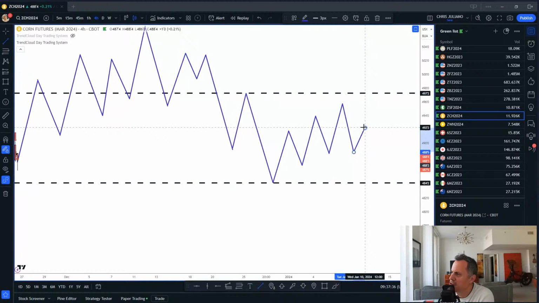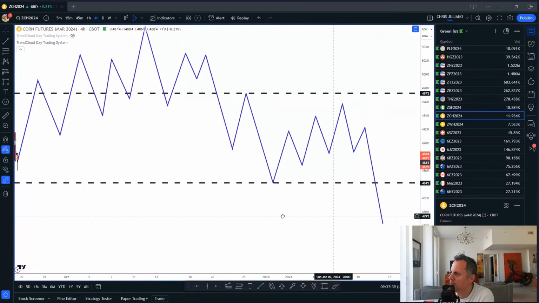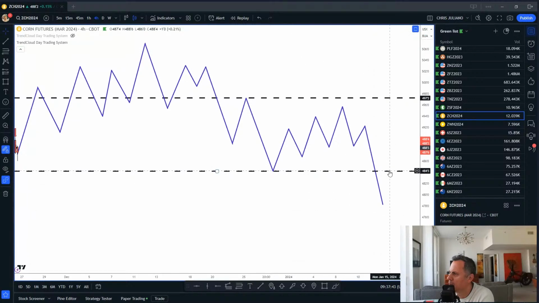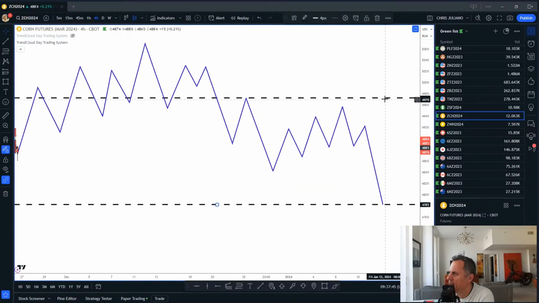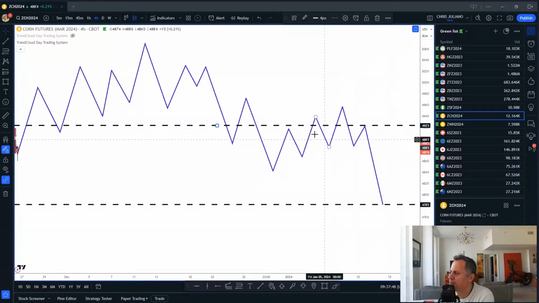Sideways movement, range bound, breakthrough, pull this down, and this would go right there. Okay? So just watch that again.